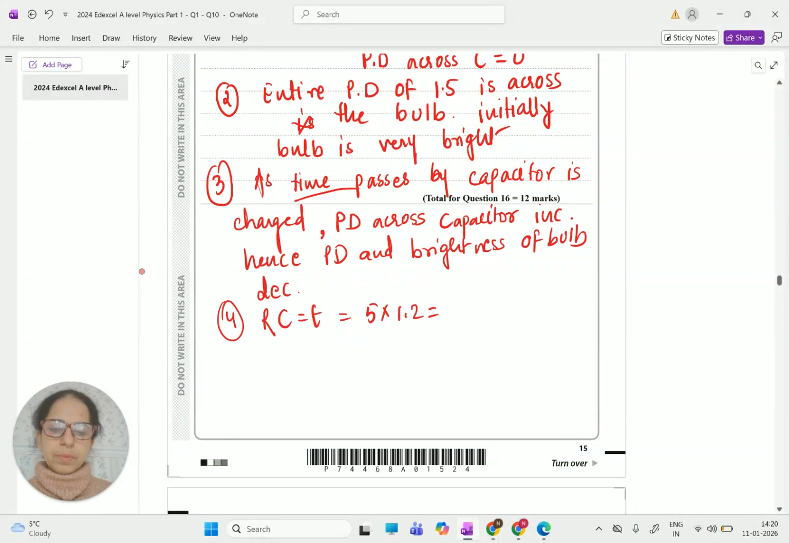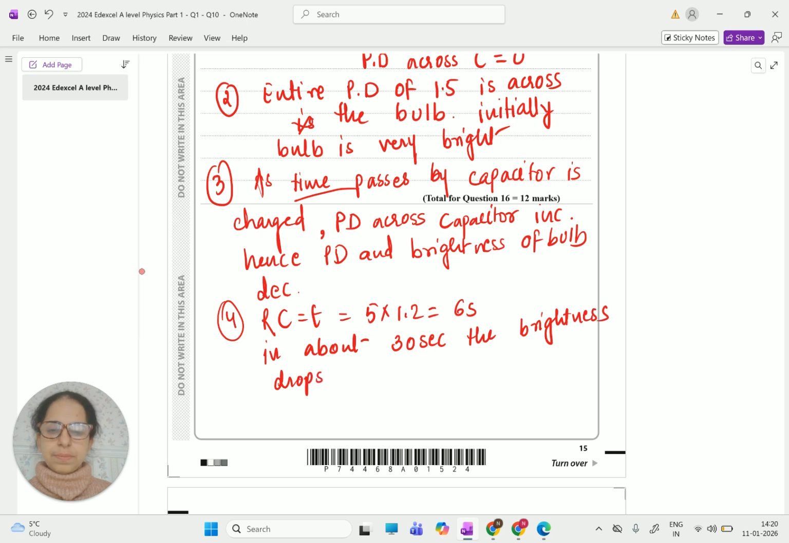So 6 seconds. This is the time constant. Now what's a time constant? By definition, in 6 seconds the capacitor is charged to 37% of its initial value. So around 5 to 6 time constants, around 30 seconds or so. In about 30 seconds the brightness drops significantly. That's it. So you're talking about the value of the time, particularly.